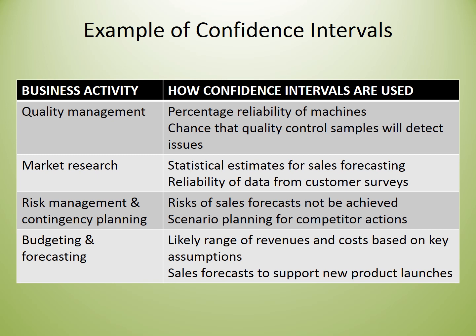What is the likely range of revenue and costs based on key assumptions? Are our sales forecasts going to actually support our new product launches? Are we making the right assumption that our sales are going to continue in an upward trend? Does it allow for expansion? Have we got a downward trend? Are we not taking into account any competitors coming into the market? Is that going to get worse? What do we have to do about it?